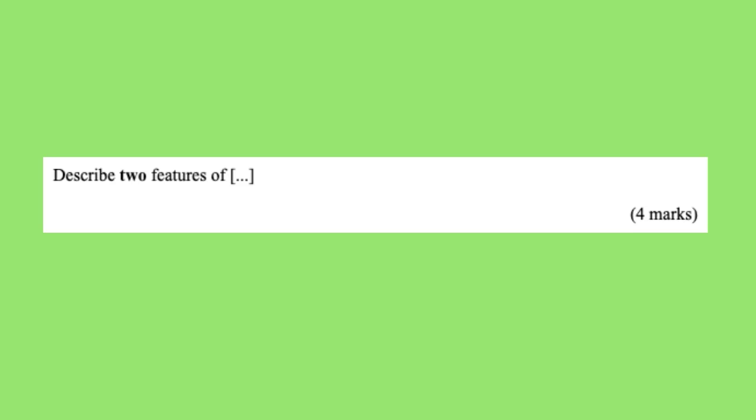This is an overview video on how to answer question 1 on paper 1, section A. We're going to look at what the examiner will expect and how you can score as many marks as you can. The question will always look like this. Describe 2 features of, and it will always be for 4 marks. So each feature is worth 2 marks.